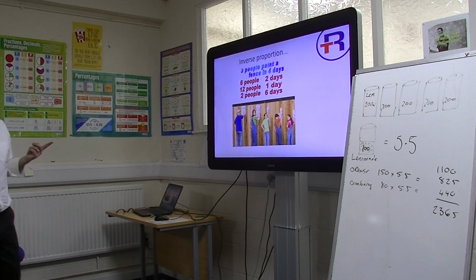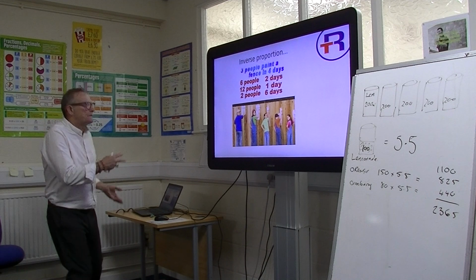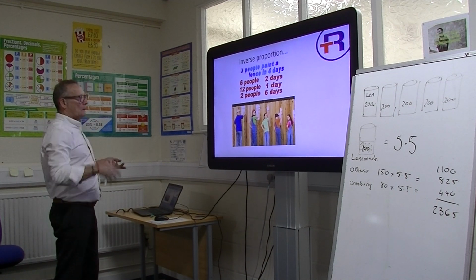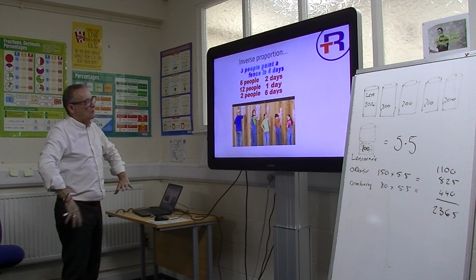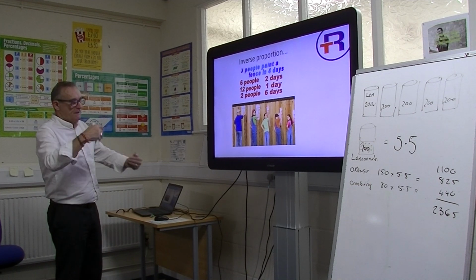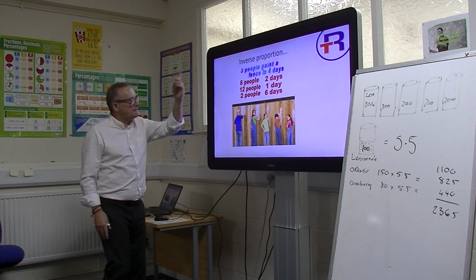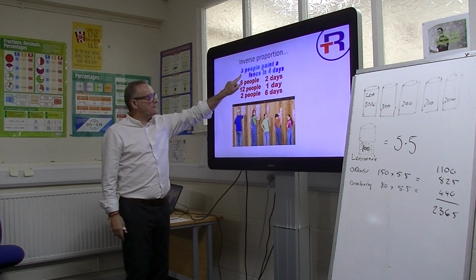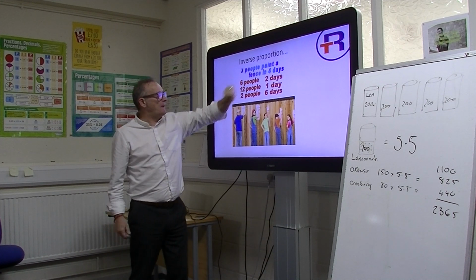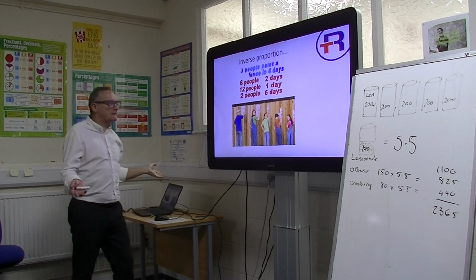Okay? This is the inverse proportion. This is as one number goes down, another number comes up. Or as one number comes up, another number comes down. It's doing the opposite on each side. You'll have seen these kind of questions. It takes 3 people 4 days to paint a fence. How long is it going to take 6 people?